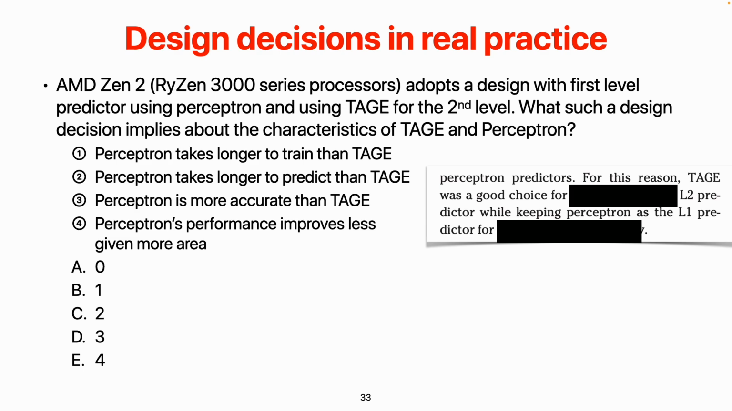So based on that, the first one is not correct. Well, sorry, the first one is something that we cannot tell. There's no evidence here. The second one, takes longer to predict than TAGE, that's actually false, right? Otherwise, it doesn't make perceptron the first level, right? And the first one, based on what has been discussed so far, you cannot conclude that because there's no evidence showing that it takes longer or shorter to train, right? Okay, perceptron is more accurate than TAGE. That's also false. Otherwise, perceptron won't need TAGE as the second level. Okay, so 2 and 3, they are false already, right? So what about the other 2?